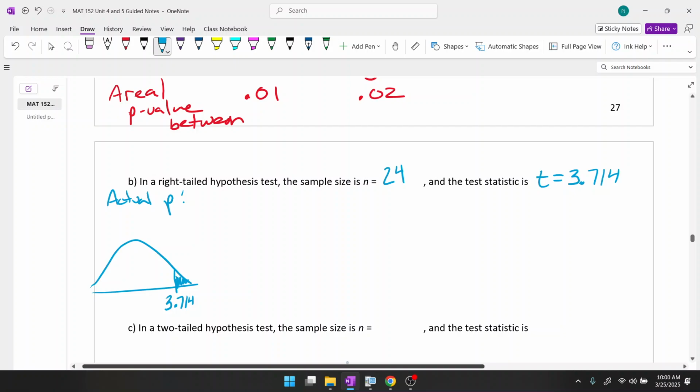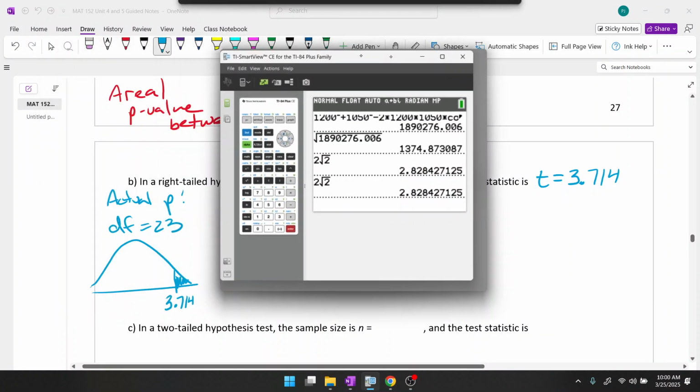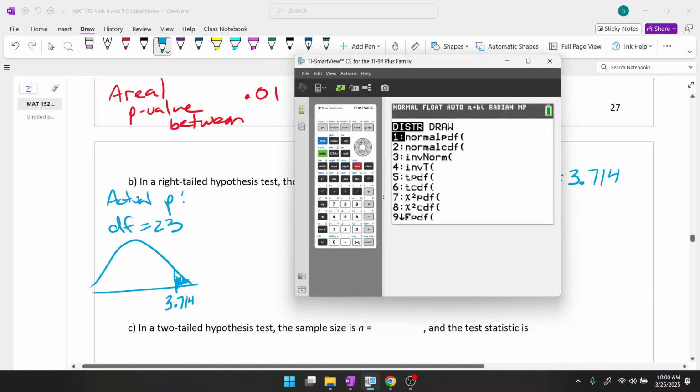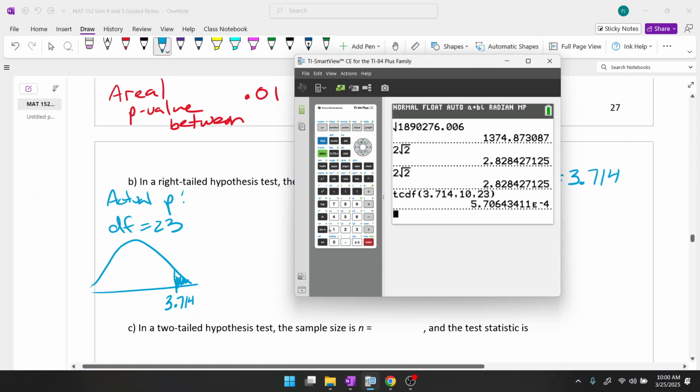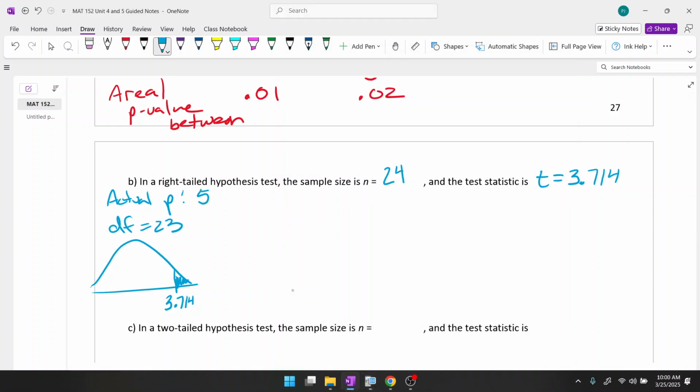So basically, since n is 24, your degree of freedom is going to be 23. And since you're dealing with 23 degrees of freedom, you will just do tcdf from 3.714 to 10 or 100, but with 23 degrees of freedom, and you get 5.7 times 10 to the negative 4, or basically 0.00057.